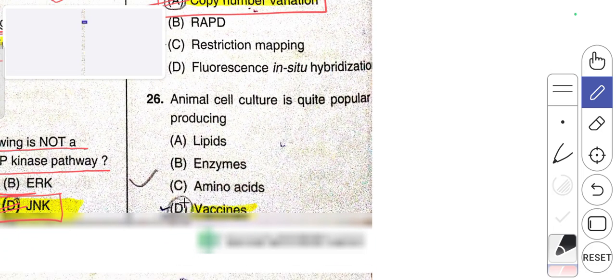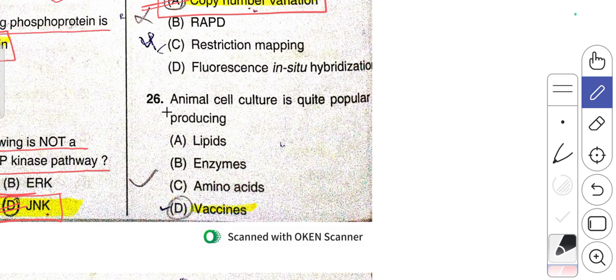Then 26th, animal cell culture is quite popular for producing. So animal cell culture is used for the production of vaccines. So D is the right answer.